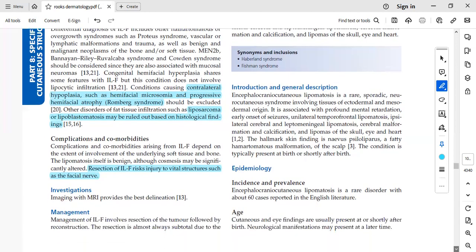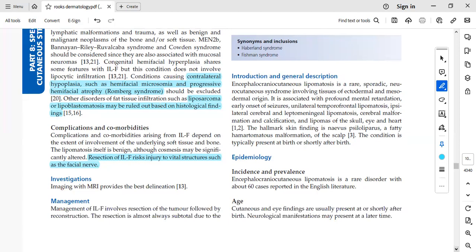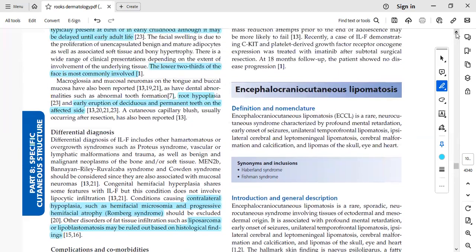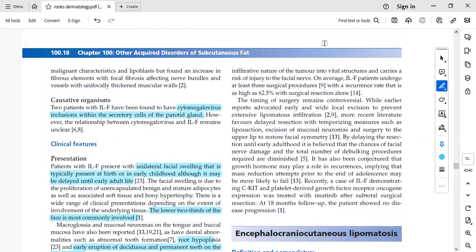The investigation is imaging with MRI, which provides the best delineation, and the management of ILF involves resection of the tumor followed by reconstruction. The resection is almost always subtotal due to the infiltrative nature of the tumor into vital structures and carries a risk of injury to the facial nerve. On average, ILF patients undergo at least 3 surgical procedures with a recurrence rate of 62.5% with surgical resection alone. So its recurrence is also common with surgeries.